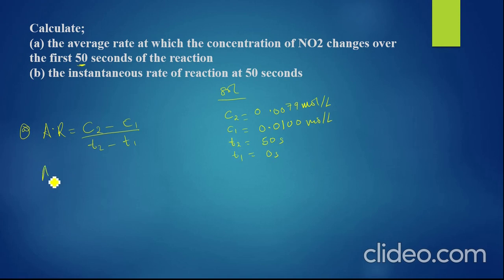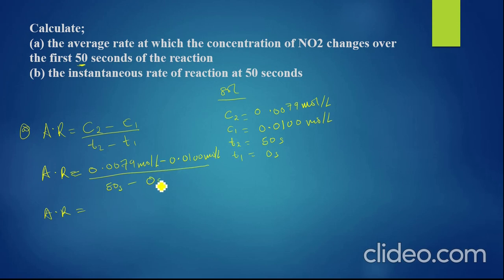So let's substitute now. So average rate is equal to what's your final concentration, which was that at 50, which is 0.0079 mole per liter minus 0.0100 mole per liter, over what's your time, 50 seconds minus 0 seconds. Therefore your average rate is equal to 0.0079 mole per liter minus 0.0100 mole per liter.